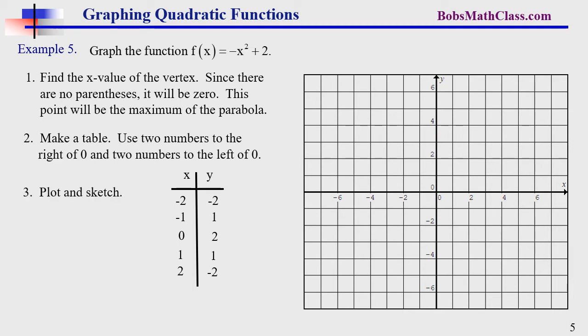Okay, plot your points. And then sketch it. And there's our parabola that's upside down. So that point at the very top is called the vertex. And in this case, it's called a maximum because it's the highest point on the graph. So a parabola either has a maximum or a minimum.